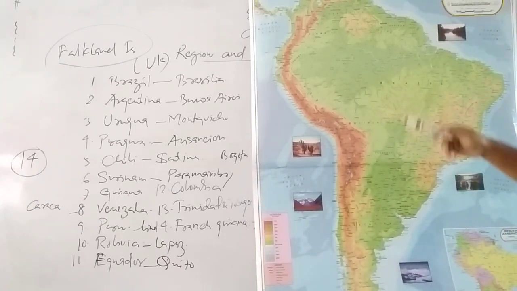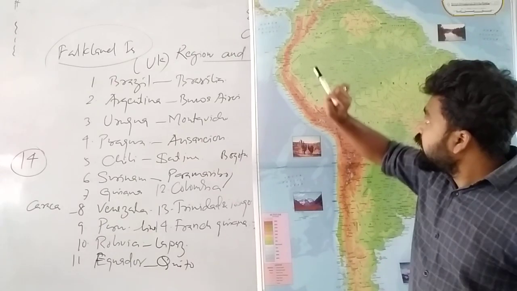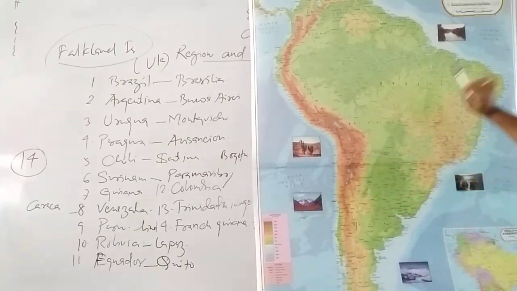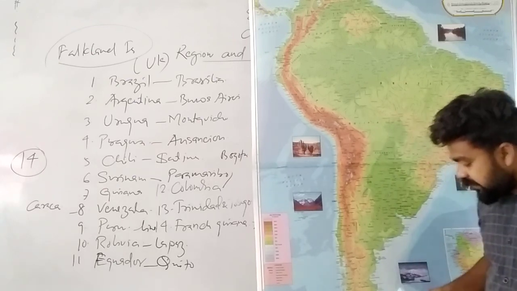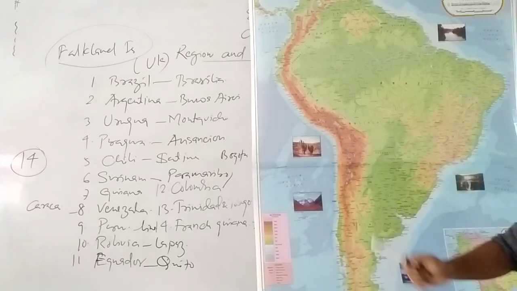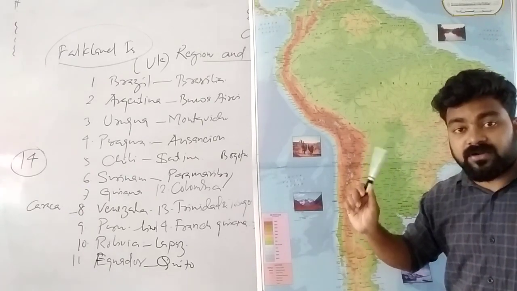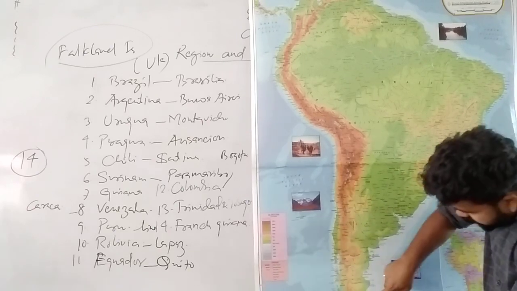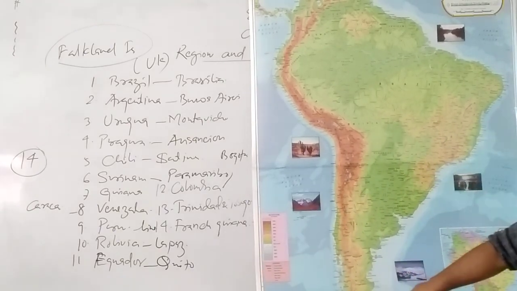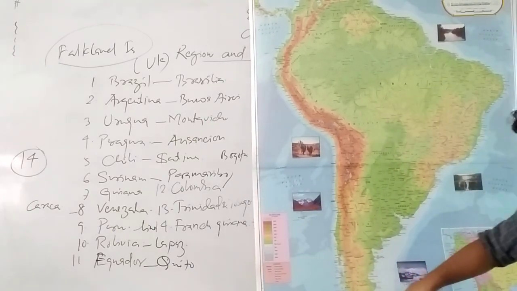That means South America is surrounded by the North Pacific Ocean, South Pacific Ocean, North Atlantic Ocean, and the South Atlantic Ocean. And this one is the Falkland Islands, which I have already discussed is part of the United Kingdom. Generally, politically United Kingdom, but physically South America. But this portion is the Strait of Magellan. Have you remembered the Magellan?